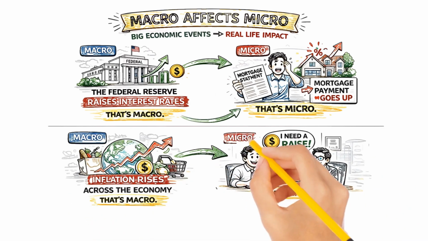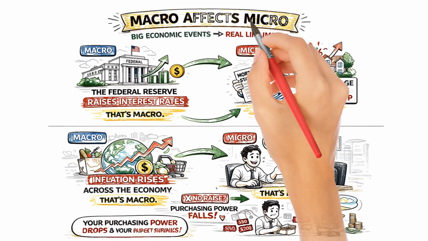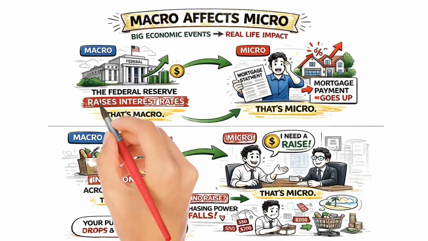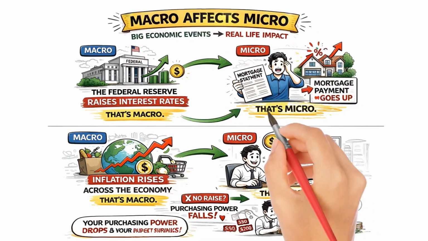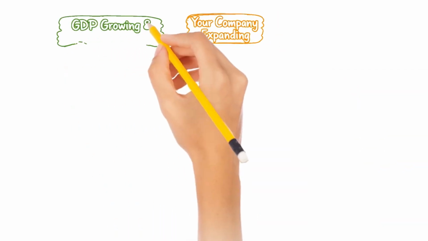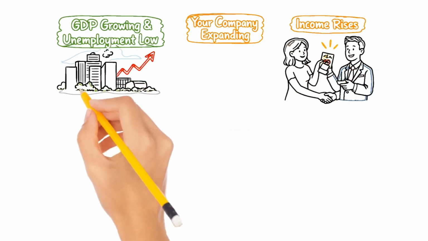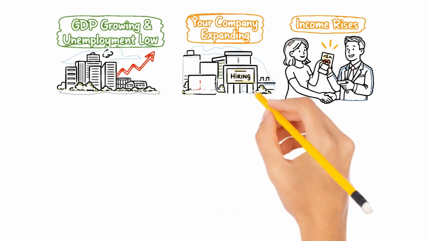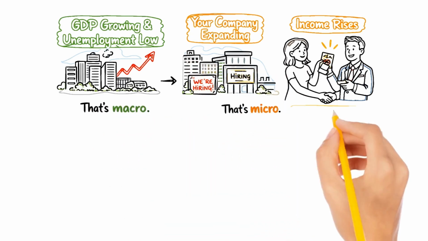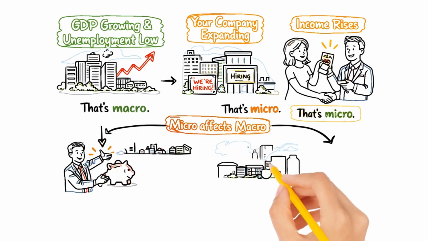Your personal budget changes. Inflation rises across the economy. That's macro. Now you demand a raise at work to keep up with rising costs. That's micro. If you don't get the raise, your purchasing power falls and you cut spending. GDP is growing and unemployment is low. That's macro. Now your company is hiring and expanding. You get a promotion or a better job offer. Your income rises. That's micro.